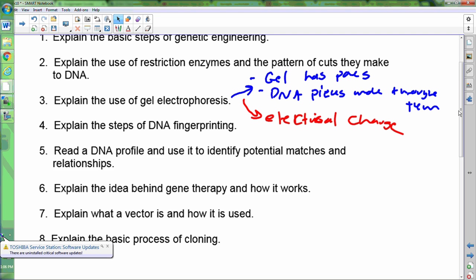Okay, and I would absolutely, positively, definitely know that the bands that move the farthest are the ones with the smallest pieces. Bands that move the least are the ones with the biggest pieces. Okay, any questions there?